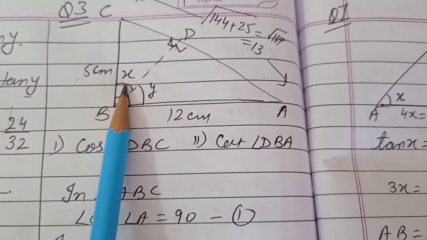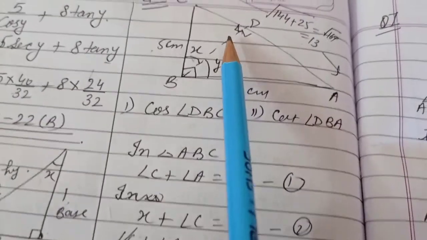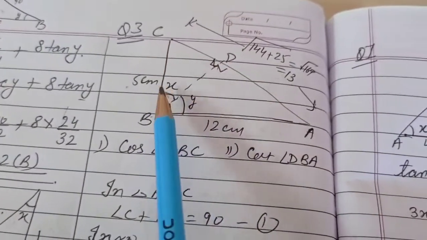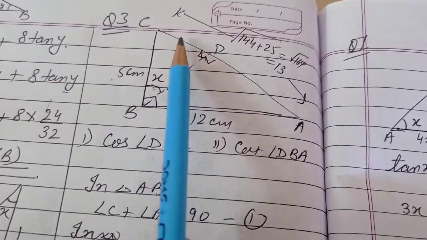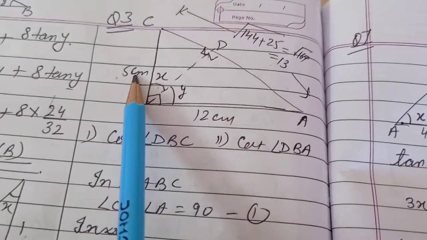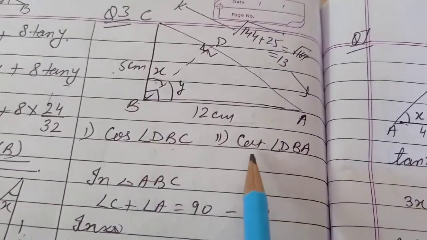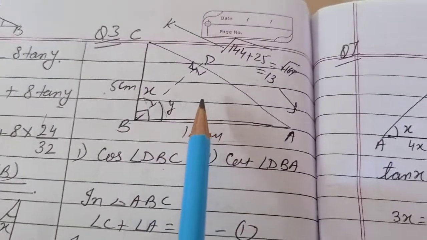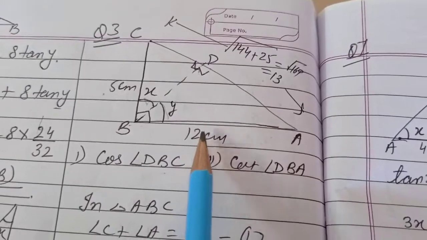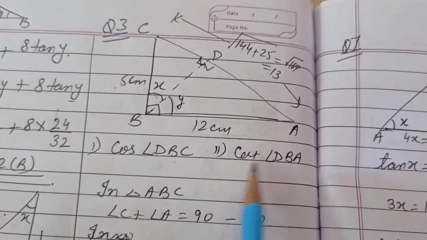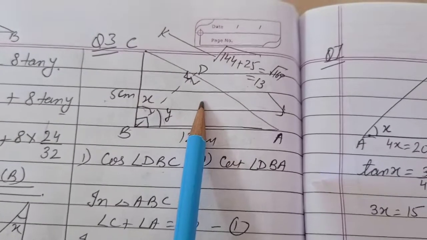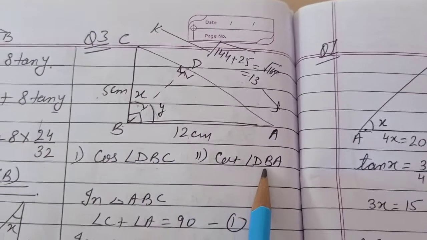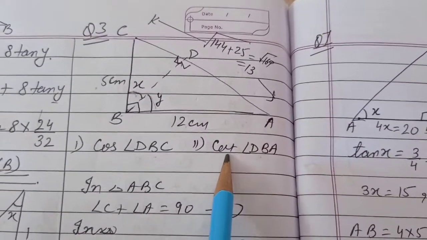DBC, I mark this angle as x. And we are asked to find cos x. For that I need another two sides, but we have only one side. We can't find out using this angle. Next is DBA. I mark this angle as y. So that also I cannot find out because I have only one side of this triangle. Cot DBA, we have to use this triangle. Again only one side is given. These two are not given. So we are unable to find this. So for this we have to find another alternative.